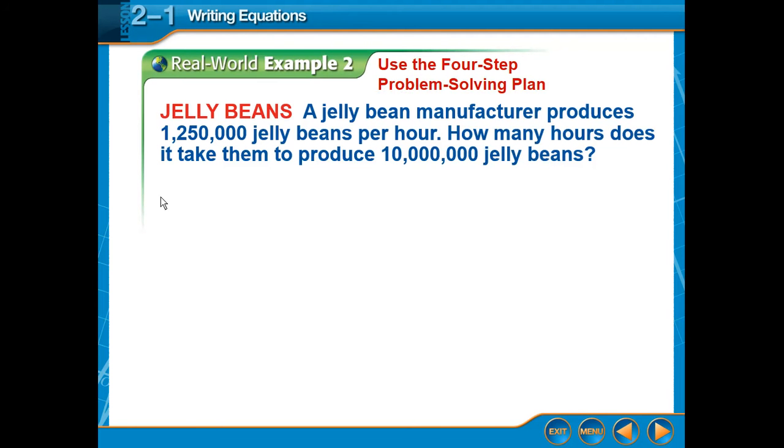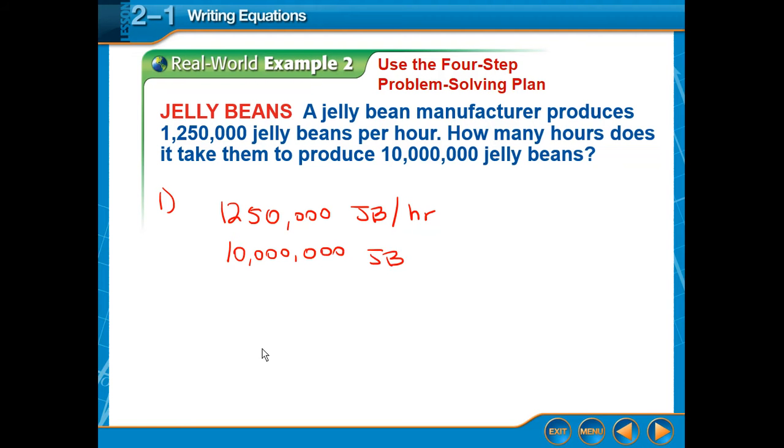So our first step is to understand. So a jelly bean manufacturer produces 1,250,000 jelly beans per hour. So that's 1,250,000 jelly beans per hour. Okay, how many hours does it take them to produce 10 million jelly beans? So we want to know how long it'll take till we get to 10 million jelly beans.